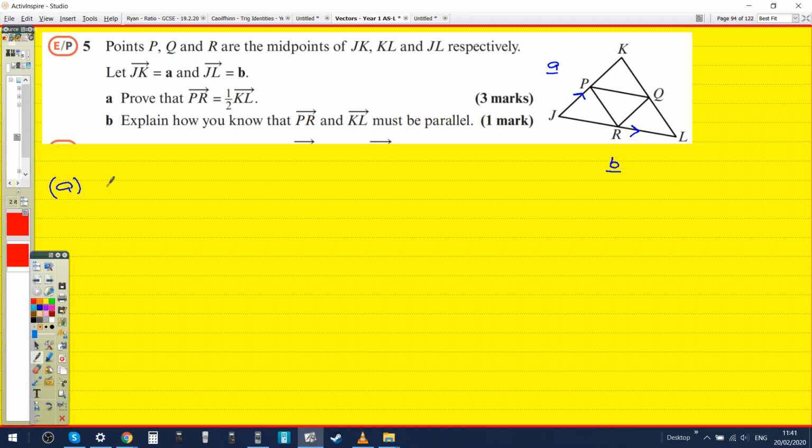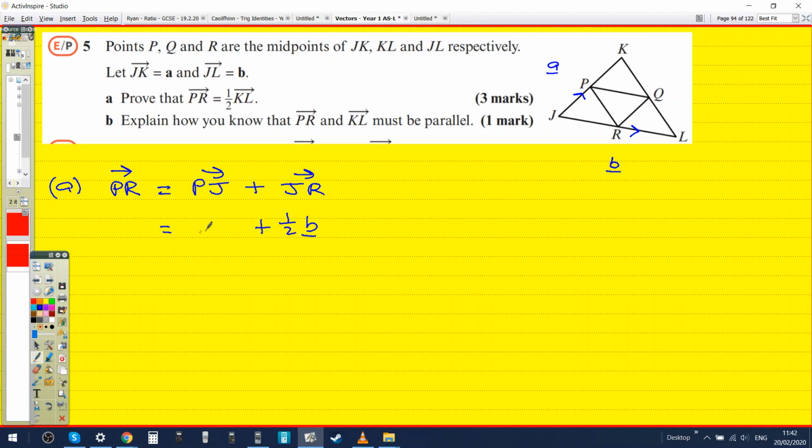Do I need to do something to do with lambda or something like that? I don't think so. I think we can do this just simple. What is PR? Half A. So this bit PJ is half A. So PR is PJ plus JR. Okay, so what are those two? Half A plus half B.